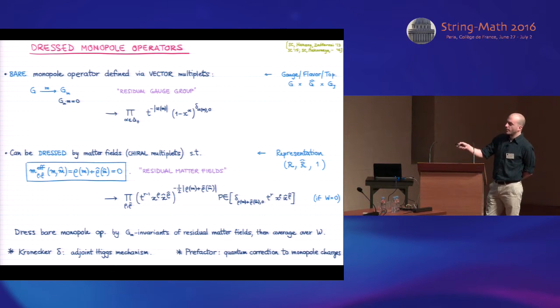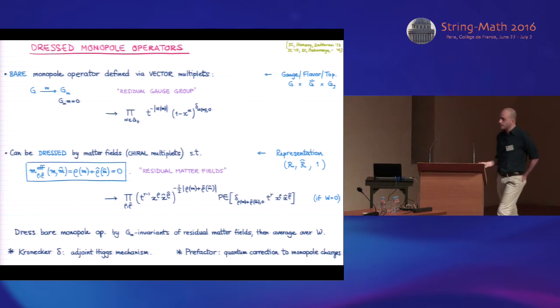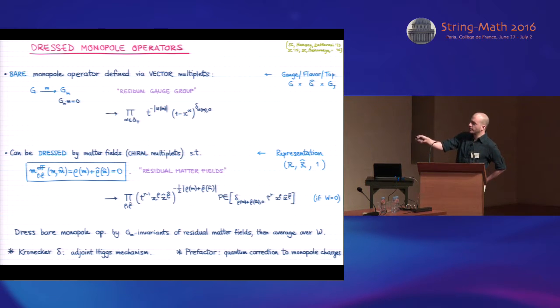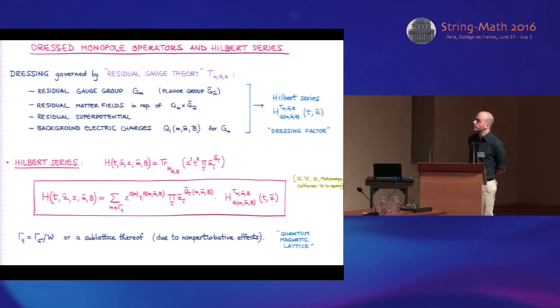So if you consider, say, the massless gauge fields, which belong to the residual gauge group, and the massless matter fields, what I call the residual matter fields, they contribute to the Hilbert series in the same way as I introduced for four-dimensional N=1 theories. But those which are massive in the monopole background contribute these prefactors, which take into account the quantum corrections to the monopole charges. So these are the types of contributions to the Hilbert series.